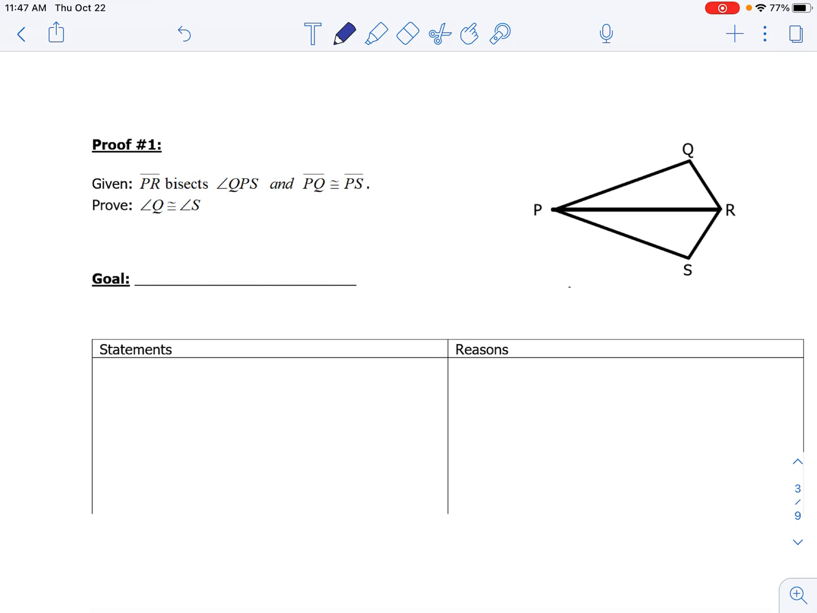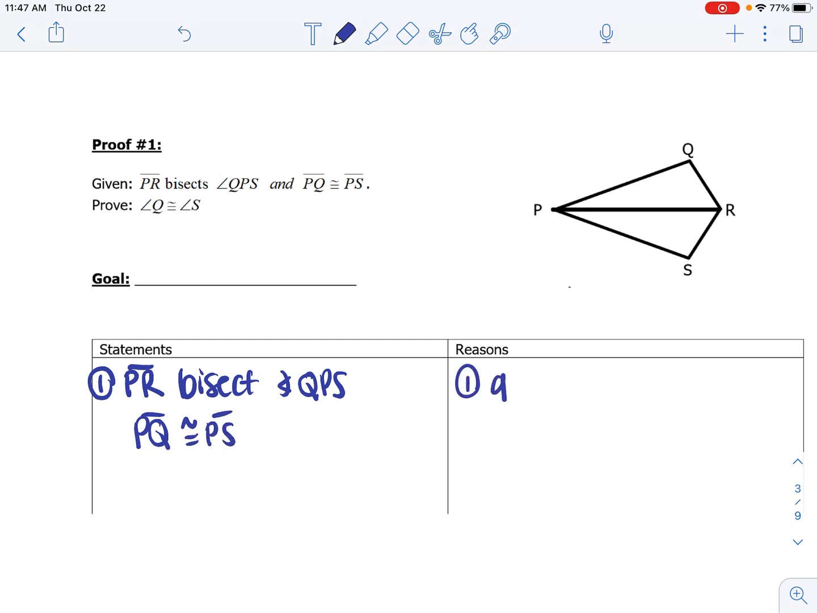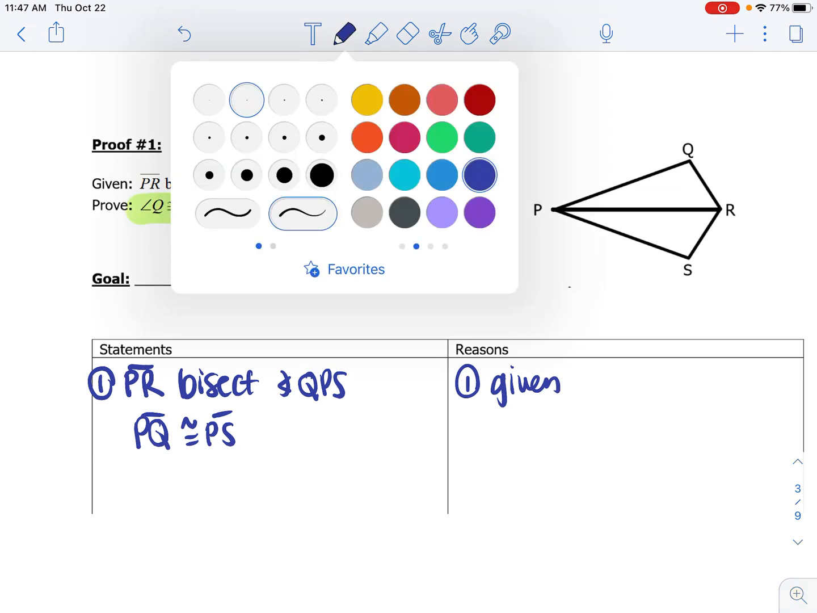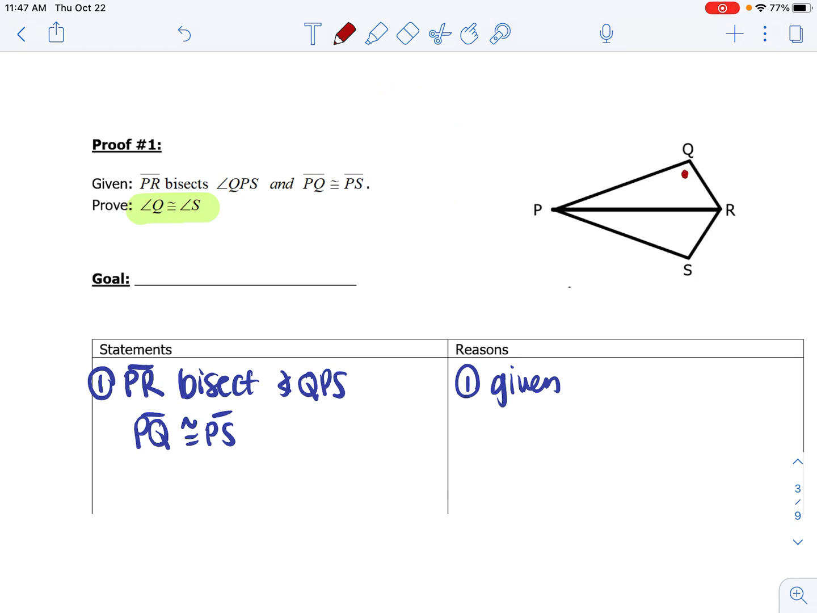So now we're going to look at a proof and see how this works in a proof. So we have our given, right? PR bisects angle QPS, and we know that PQ is congruent to PS. And we are trying to prove that angle Q is congruent to angle S. What I like to do is mark a dot on the things I'm trying to prove congruent at the end. So notice how I'm not marking them congruent, but it's just a helpful way so I can keep in my mind that I have to prove that these angles are congruent.